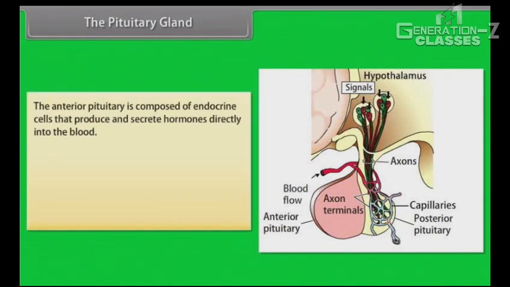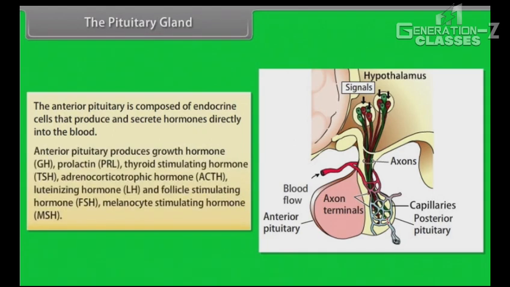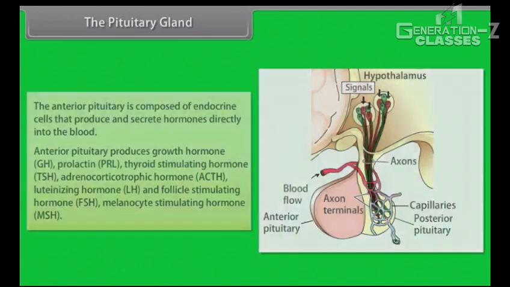The anterior pituitary is composed of endocrine cells that produce and secrete hormones directly into the blood. The anterior pituitary produces growth hormone GH, prolactin PRL, thyroid stimulating hormone TSH, adrenocorticotropic hormone ACTH, luteinizing hormone LH, follicle stimulating hormone FSH, and melanocyte stimulating hormone MSH.